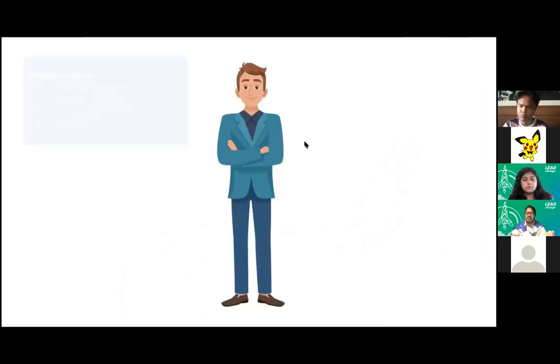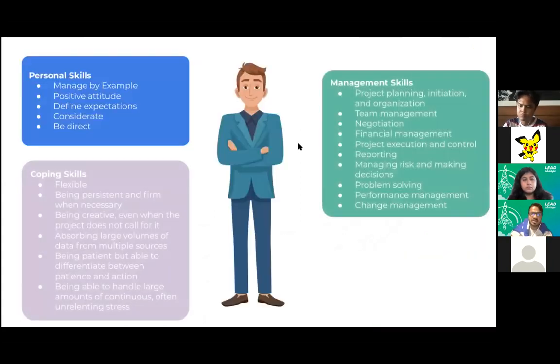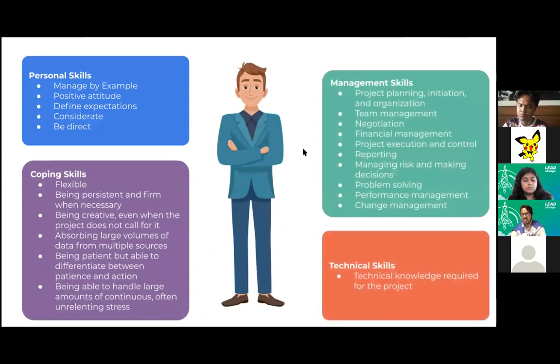It can come under 4 different areas. One is personal skills. These are required for the project manager to make sure that you are managing people closely and you are getting the best out of the team: managing by example, positive attitude, defining expectations, and being considerate and direct. Management skills: there are a lot of management skills required for the project manager. Project planning, team management, negotiation, financial management, project execution, reporting, and all this.